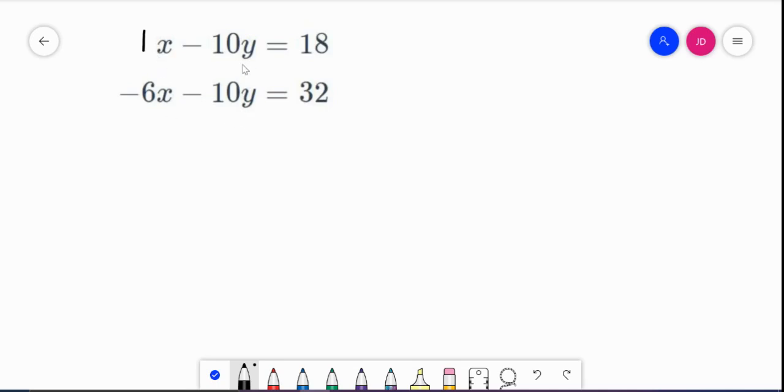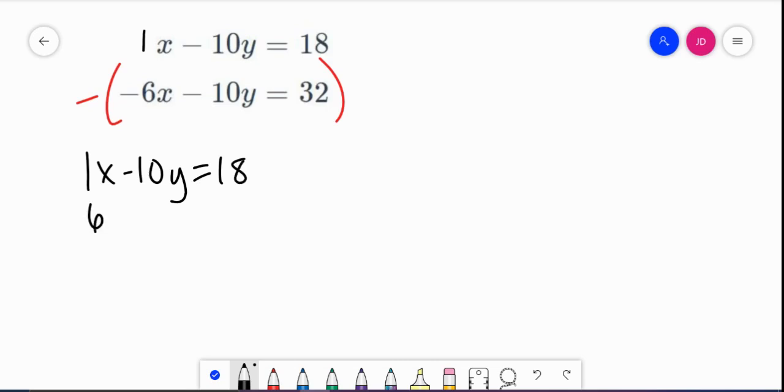All right, so now in this one, I noticed that they're the same thing, negative 10y and negative 10y. If I combine those by adding, they would be negative 20y, but I need to subtract them in order to change the signs. So my new system is going to be 1x minus 10y is 18, the same thing on the top, but 6y, or 6x, excuse me, plus 6x plus 10y. Now those will cancel, and negative 32. Make sure you do it to all the terms.